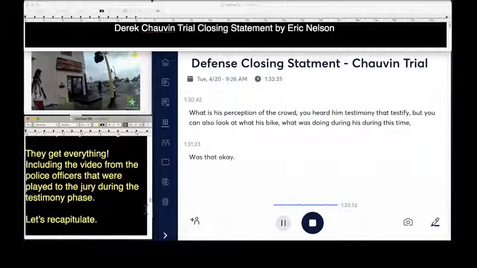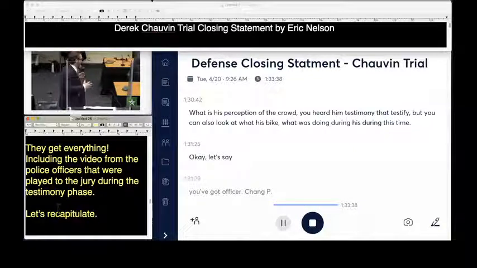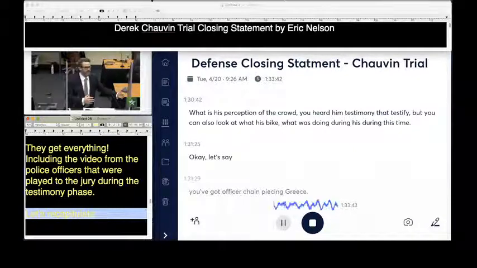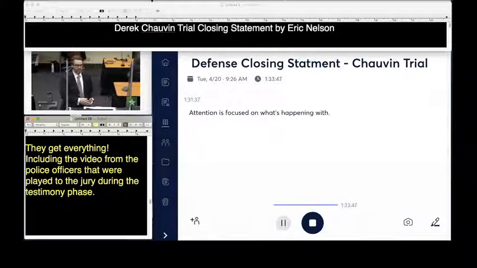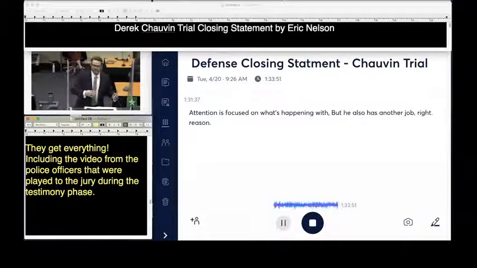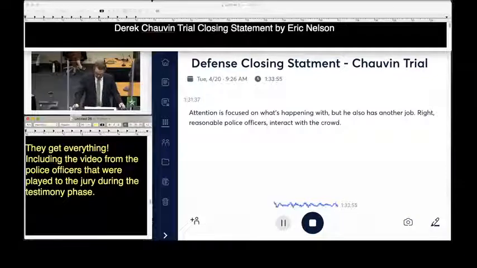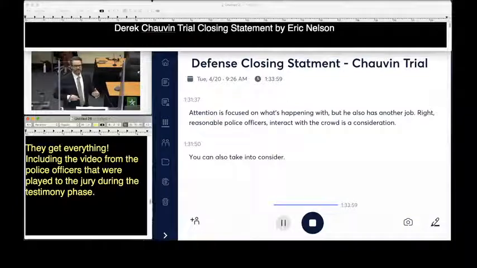You've got Officer Chang pacing, turning around 360 degrees, right? His attention is focused on what's happening with the crowd. But he also has another job, right? Reasonable police officers and how they interact with the crowd is a consideration. You can also take into consideration the reactions of Shawanda Hill and Maurice Hall.